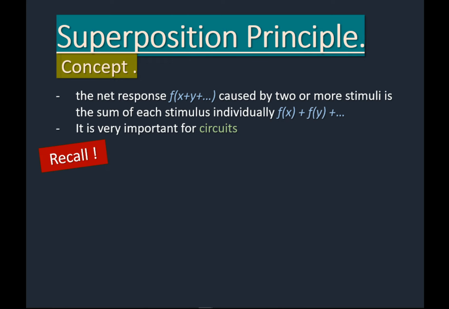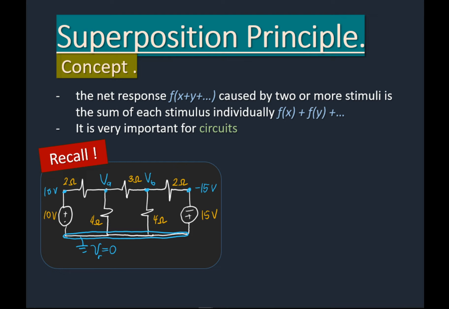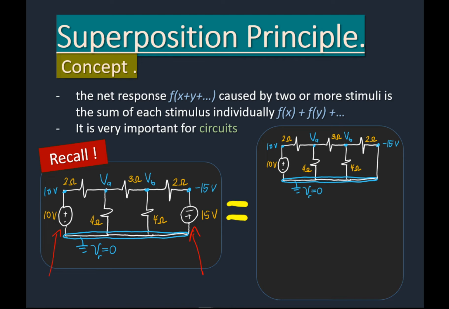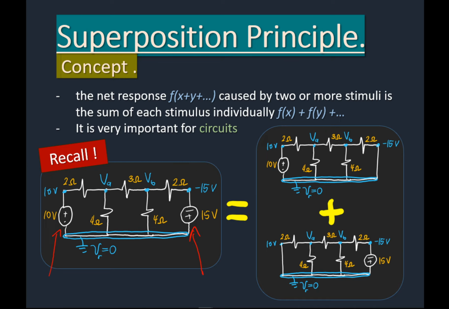Recall in the nodal analysis example, we have this circuit. Take note, you have two sources, meaning there are two sources energizing the circuit, or two supplies, in this case voltage supplies. This is equivalent to adding the two systems: first the 10 volt source, and then the 15 volt source. Combining these two systems, you will end up with this general circuit.